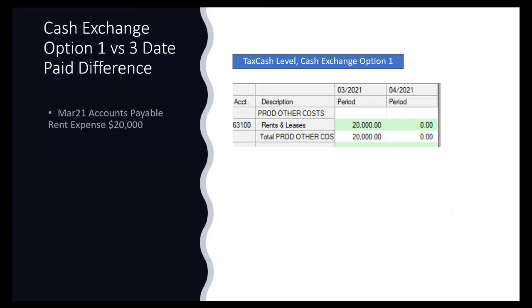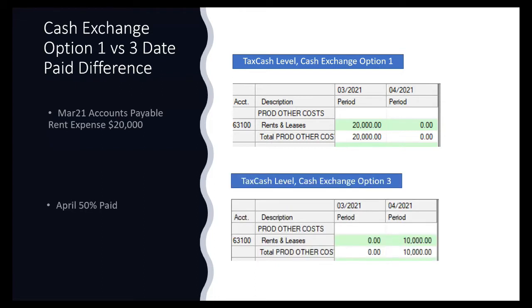So let's go through an example. Again, I like to go through entry by entry and explain how the dollars show up on the various reports. Let's say we have a $20,000 rent expense that we book in March. When we run the reports in March, we see that $20,000 booked as a payable. But what happens when we pay 50% of it in April? When we run the option 3 report, cash exchange option 3, you can see that the $10,000 shows up in the month of April. So again, you get some reporting differences based on when the cash was paid.